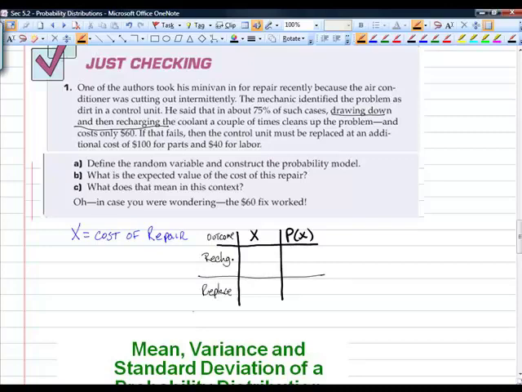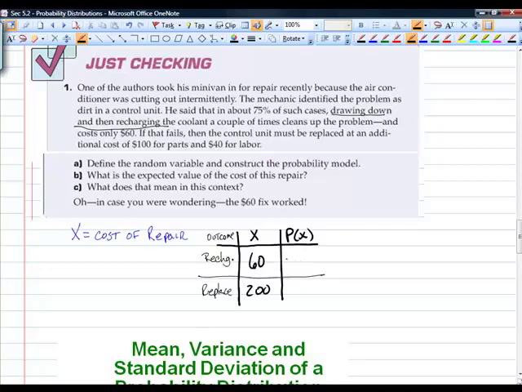If the recharge works, how much is it going to cost? $60. If they have to replace the unit, an additional $140. So that would be $200. Because they're going to try the recharge first, and if it doesn't work, they're still going to charge you for doing that procedure on your van.